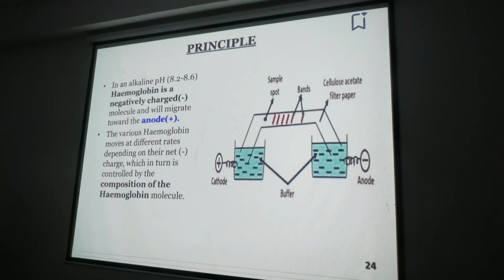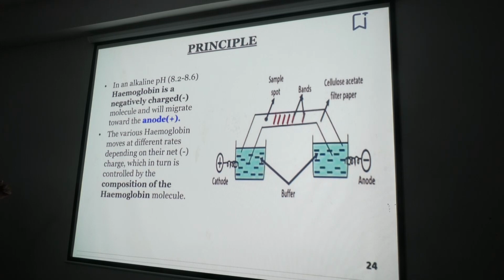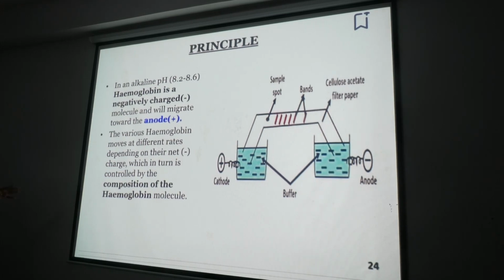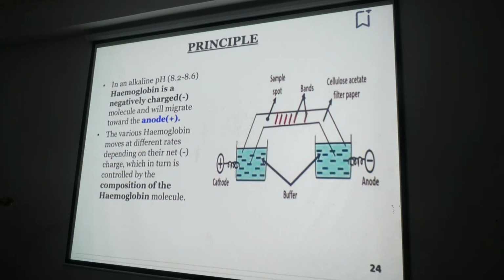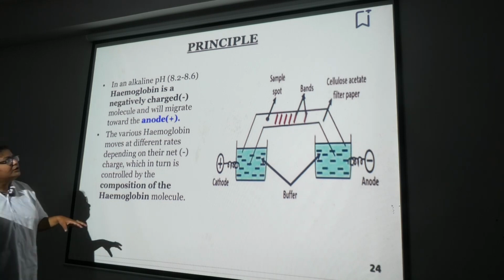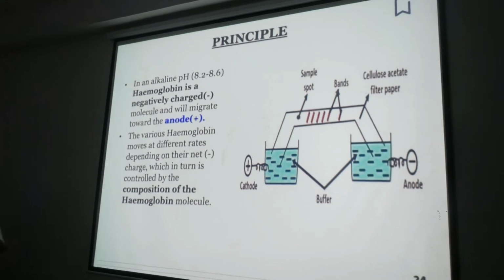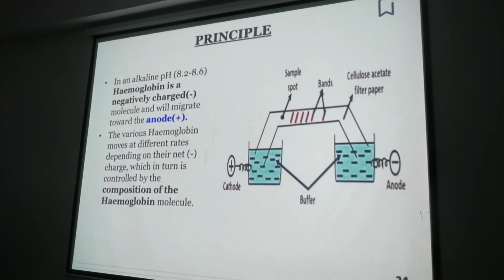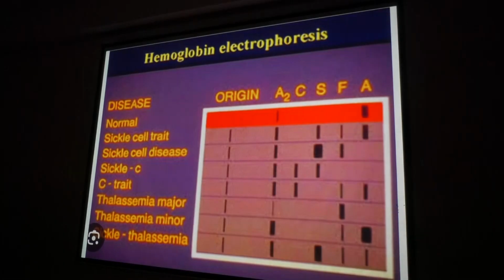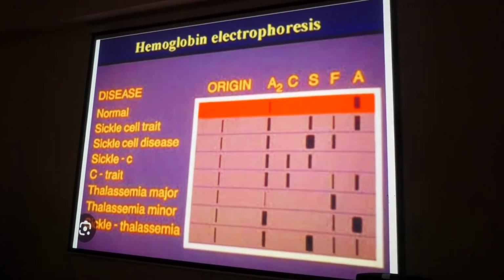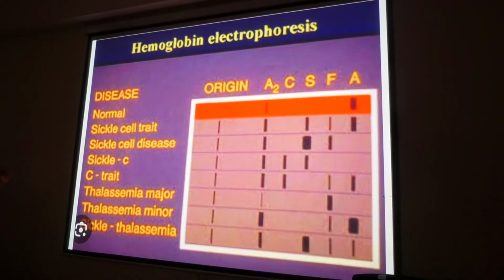In an alkaline pH, hemoglobin is negatively charged and the molecules will migrate towards the anode. The various hemoglobins move at different rates depending upon their net negative charge, which in turn is controlled by the composition of the hemoglobin molecule. The process is the same. Here the cellulose acetate is used, and it is used mainly for hemoglobin electrophoresis. This is a picture showing the hemoglobin electrophoresis.